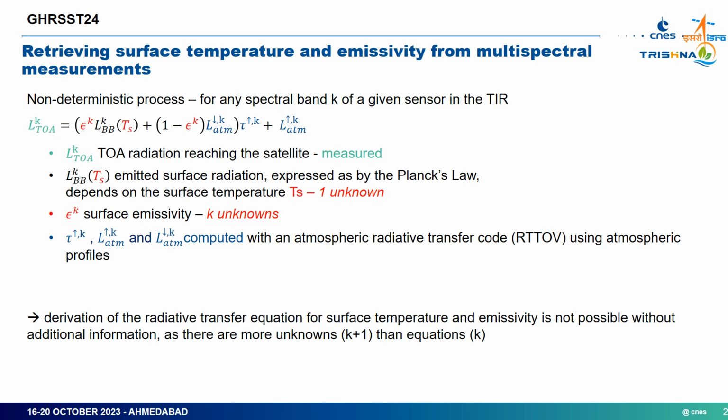And what we don't know and want to access are the emitted surface radiation, which depends on the surface temperature and the surface emissivities. In that problem, we then have k+1 unknowns for k equations, and we need additional information to solve the equation.